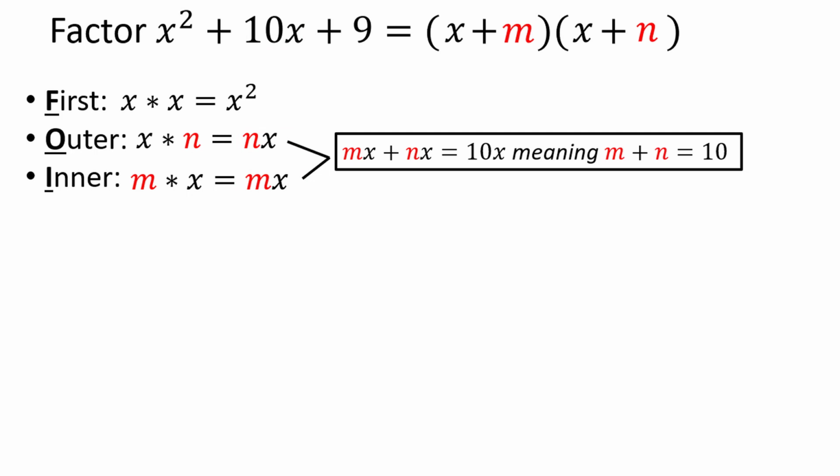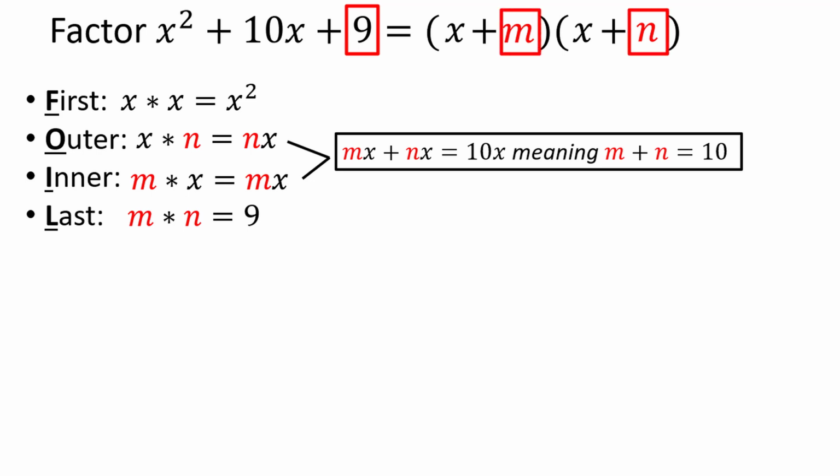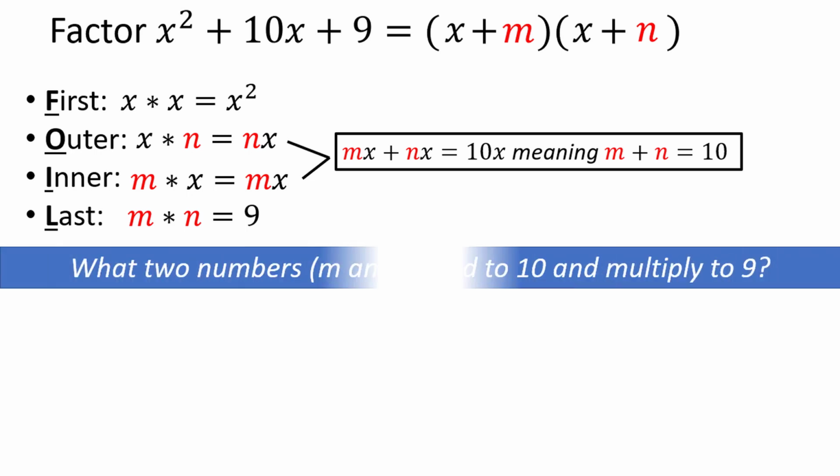Alright, let's think about our last terms, the L of FOIL. We've already taken care of the x squared with the F of FOIL, and we've taken care of the 10x with the O and I of FOIL. That means the constant of 9 must be dealt with by the L of FOIL. That means m times n must multiply to 9. When we do the L, or last, in FOIL, we multiply these two terms together. Our missing terms must multiply to our constant of 9. So you can view this as putting together the pieces of a puzzle. Our two missing numbers, our m and n, must add to 10 and multiply to 9. Can you think of two numbers that add to 10 and multiply to 9?